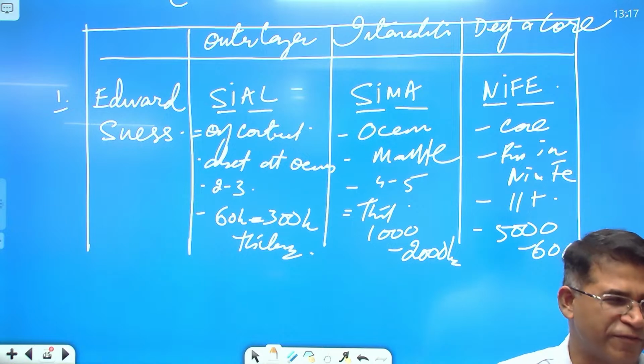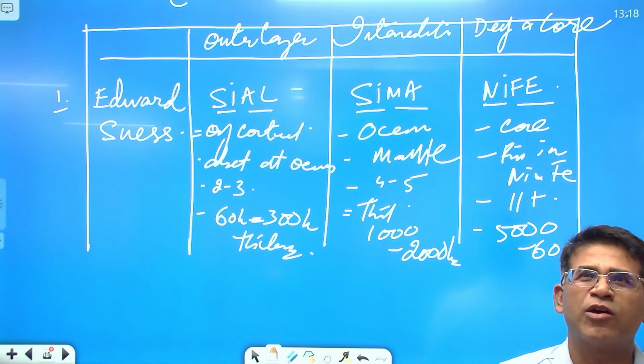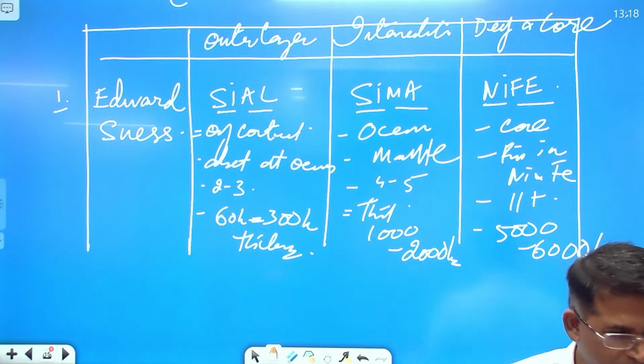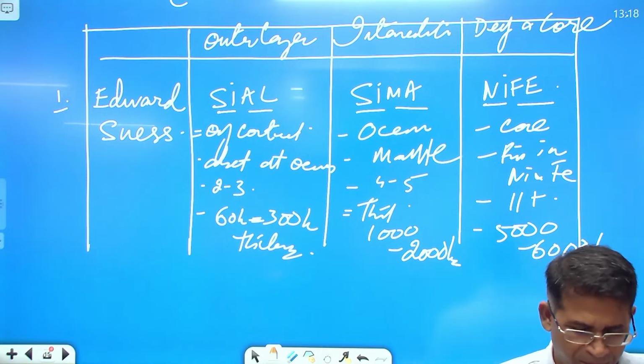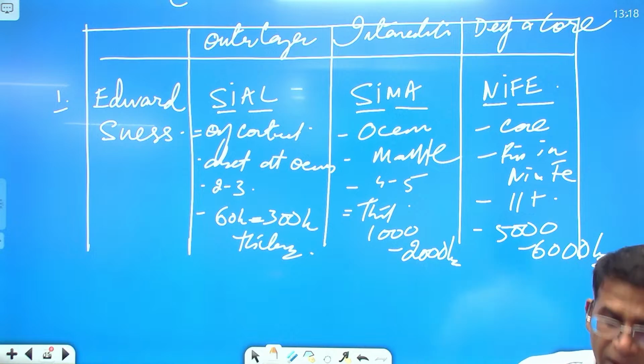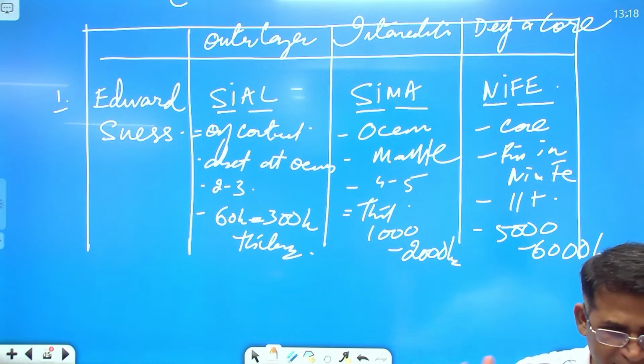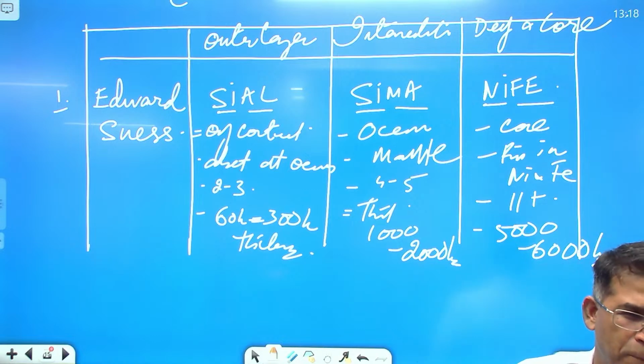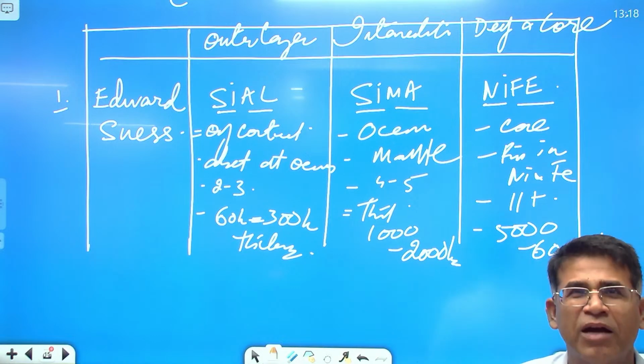And Nife is the core. Nife has a density of more than 11, and it has a thickness of about 6000 kilometers.